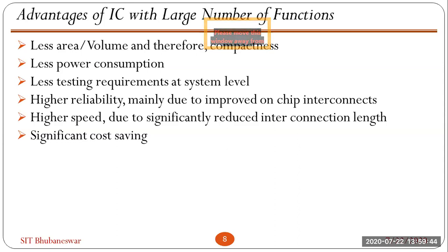Always it's a significant cost saving. Day by day the cost of electronic gadgets is reducing with higher performance, also with higher features. Due to these major advantages, the IC market is growing continuously every year. The profit margin is growing.